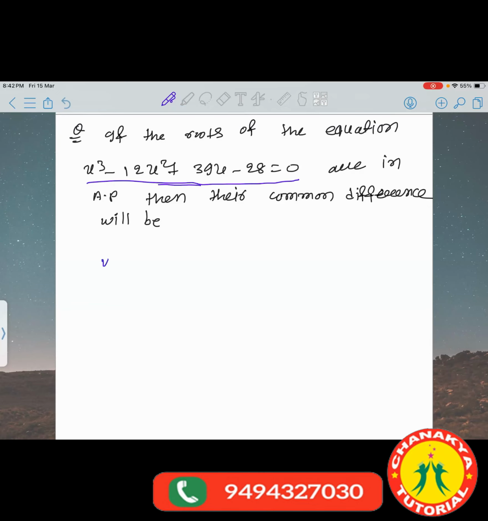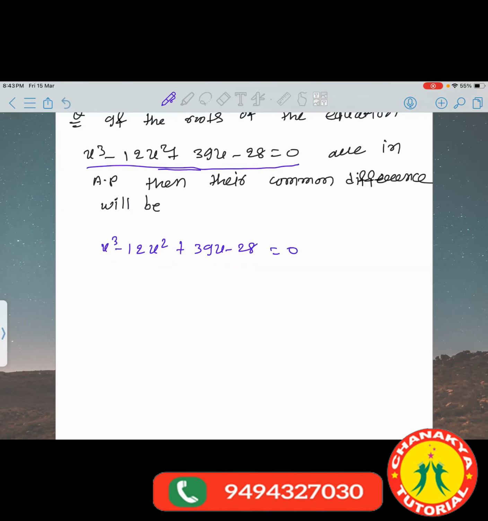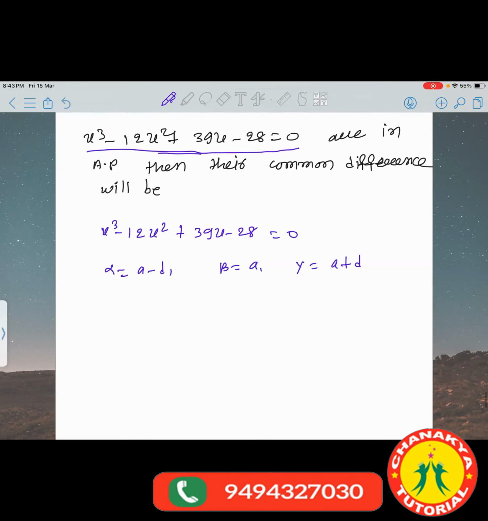See, anyone? Sir, is it 147? Yeah, I think 147 is right. Yeah, well, we can assume alpha is equal to a minus d, beta is equal to a, and gamma is equal to a plus d, and solve it.